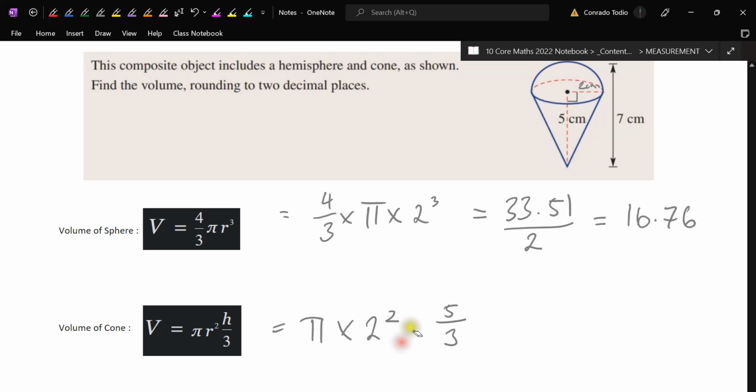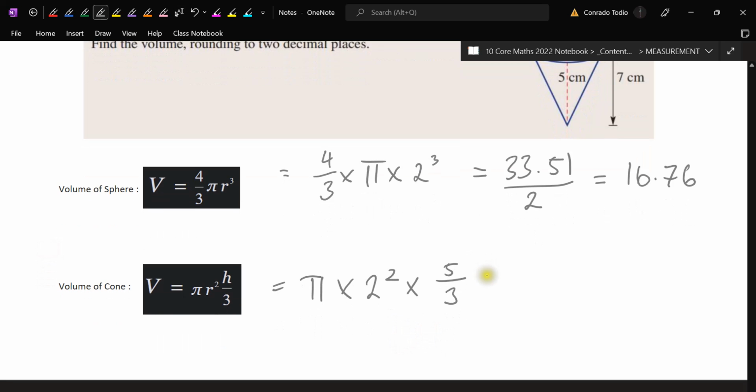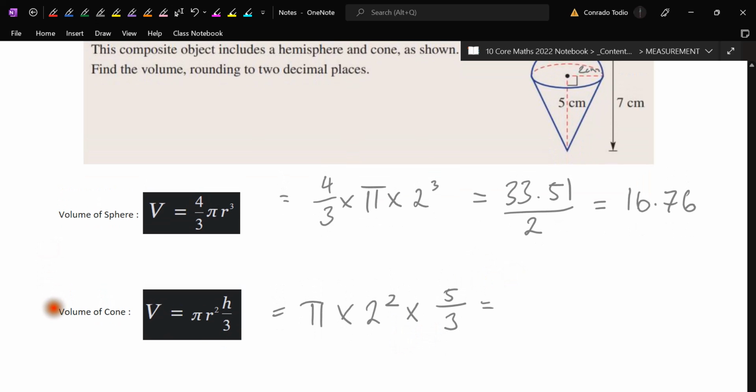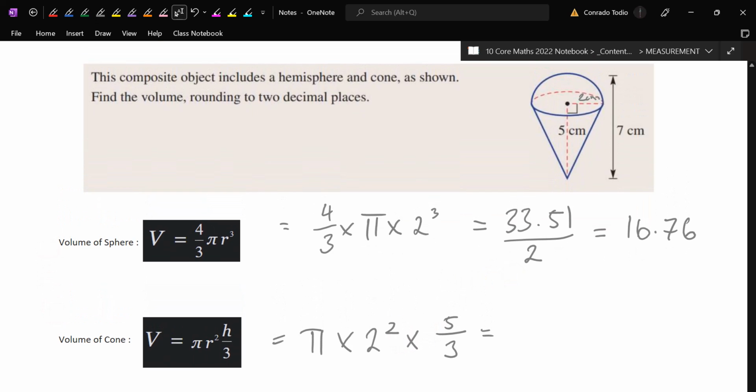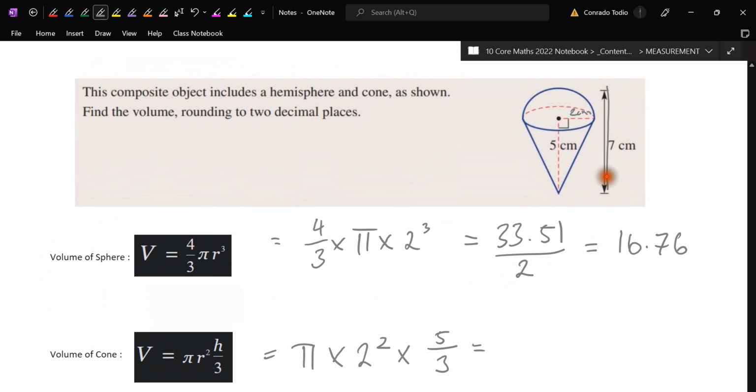Again, this might not be in the exam, but it's just good to know. So where do I find the radius? Have a look at the shape. This whole thing is 7 centimeters tall. The cone is only 5 centimeters tall. Therefore, the height of the dome is 2, which is also the same as the radius here. And that's why it's 2.